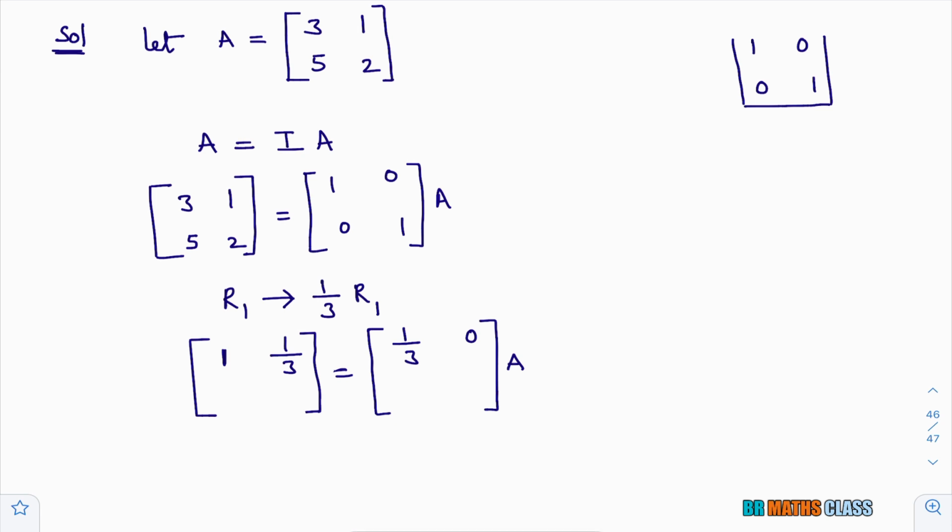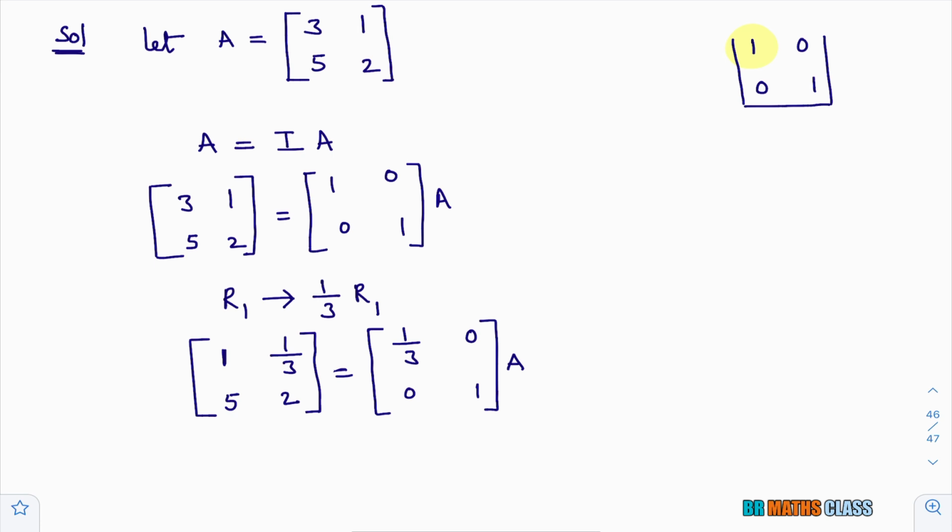What happened? All the elements of the first row I multiplied with 1 by 3, so I got this. There is no change in R2. Change is there only in R1. So this R2 you write as it is here. R2: 5, 2, 0, 1. Now, as we are following this U rule, our work is completed at this part.